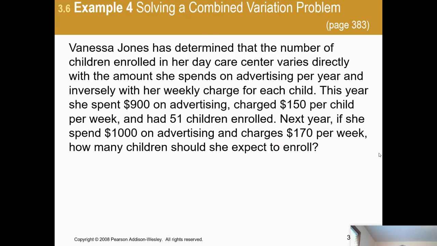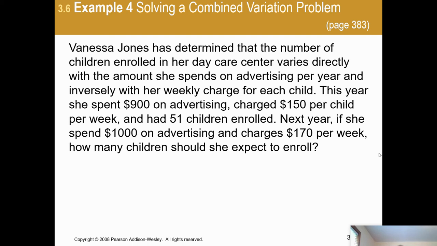The next example is what's called combined variation. And combined variation means we have some variables that are directly related and others that are inversely related. Remember, direct variation was y equals k times x, so there's multiplication going on. Inverse variation was division, y equals k divided by x.